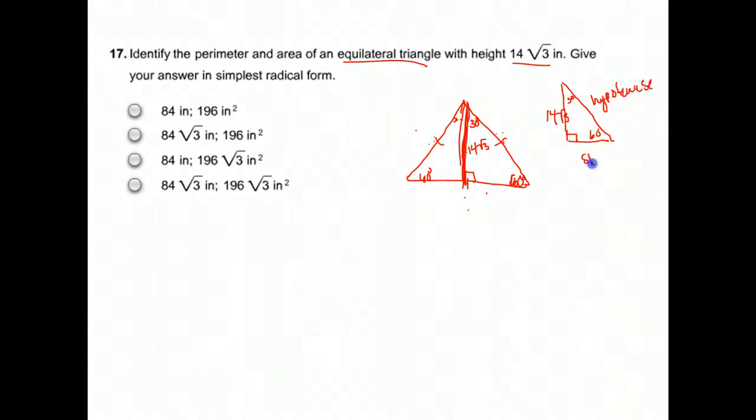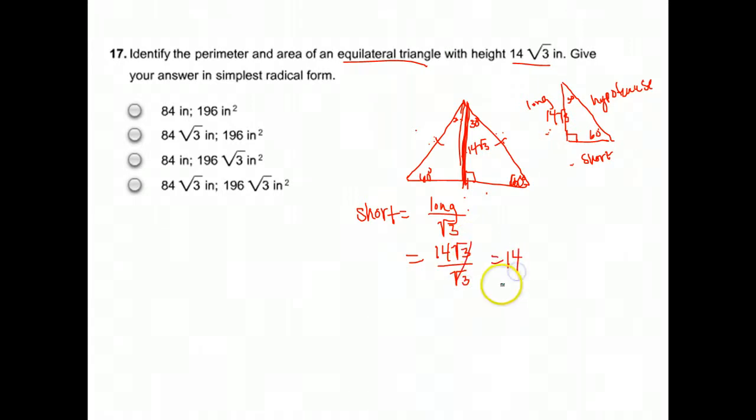Here's the short leg across from the 30, and we know the long leg. Our rule is always find the short leg first. We have the long leg, we want the short leg. So in your notes, you should have that the short leg is equal to the long leg divided by the square root of 3. Okay, in this case that would be 14 root 3, that was our long leg. If we divide by root 3, we just end up with 14.